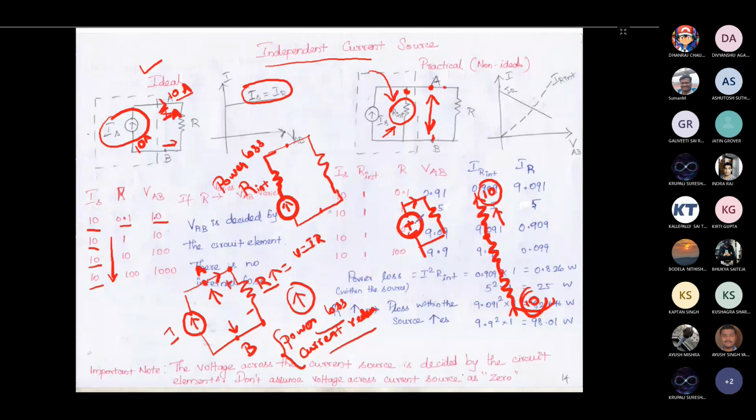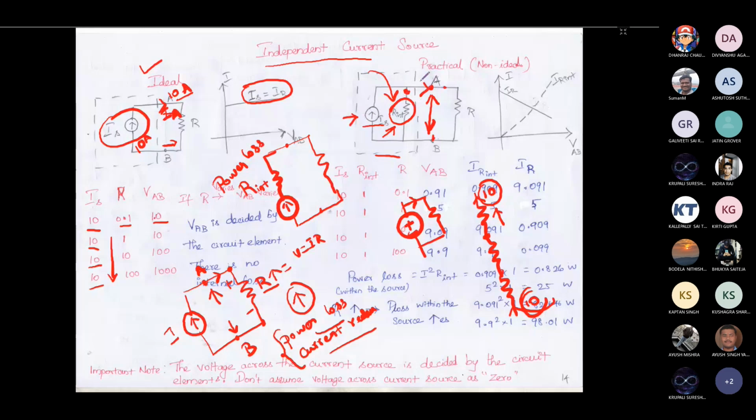So that's why for a practical current source, you have a current source connected with a resistor in parallel, so that it indicates the power loss and current reduction. What it means is, if the voltage is increasing across the terminal, the entire current magnitude of the source is not coming to the terminal. That's why it is mentioned.